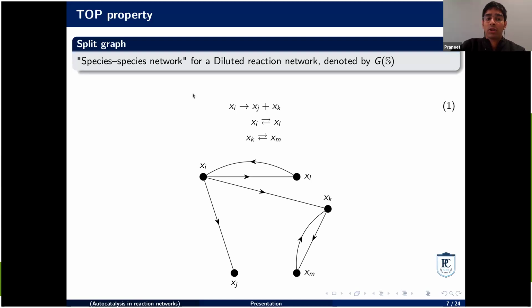And then we define something called a split graph. A split graph is, in essence, a species-species network for a diluted reaction network. The reason it's called a split graph is that all the reactions are either one-to-one or one-to-many. All the one-to-one reactions directly correspond to forward and backward edges. For example, xk reversibly going to xm is a pair of edges. And the reactions which are one-to-many get split into two edges, xi going to xj and xi going to xk, which are these two edges. And the two reversible pairs are there as well. So it's a directed graph made up of the species of the network, and the edges denote whether there is a reaction going from node i to node j.